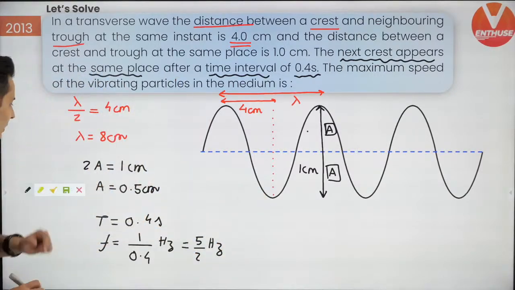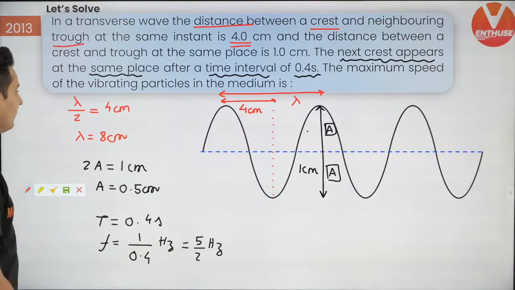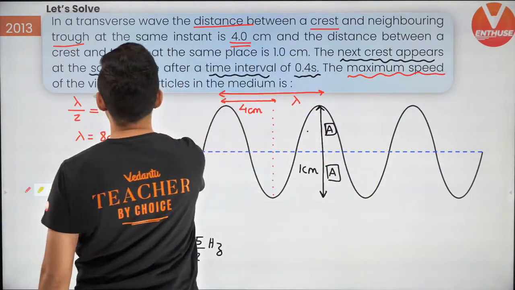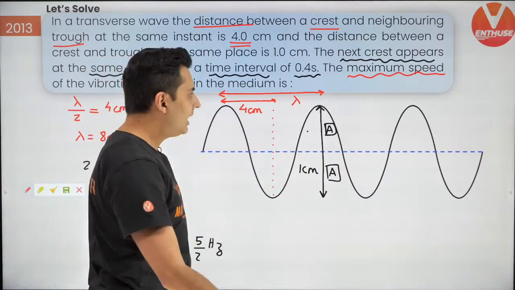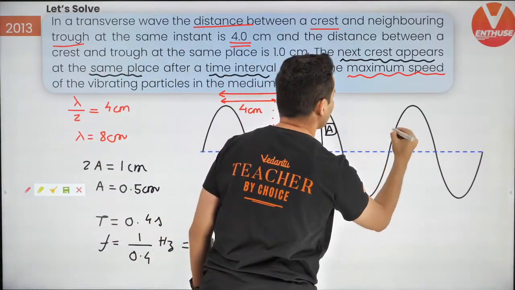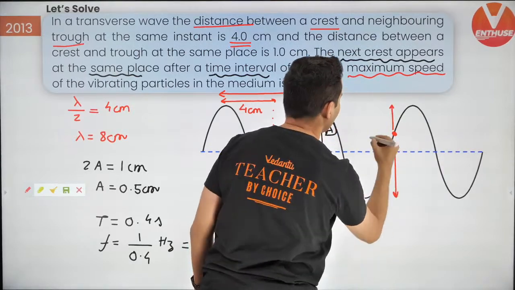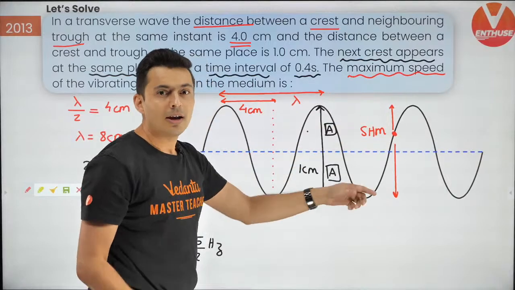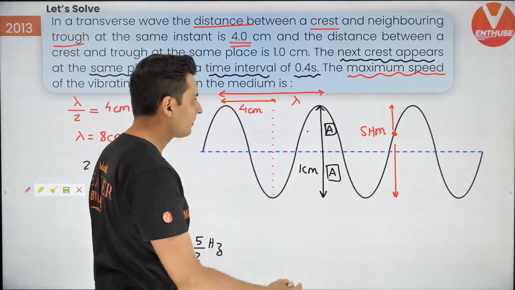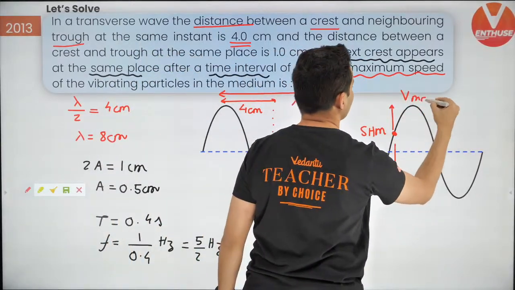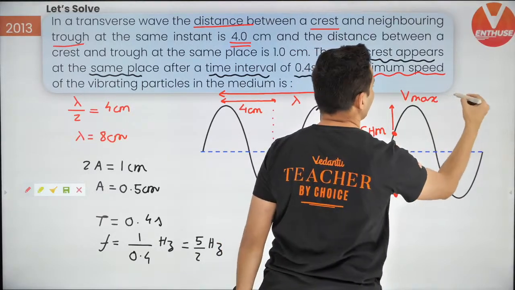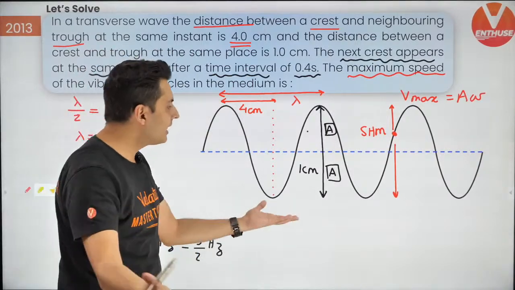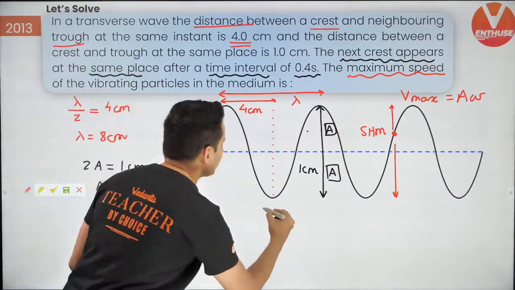Now that we know all the information out here, it's just about solving it. What is the max speed of a particle which is vibrating? Didn't I just tell you some time back, each particle performs SHM? Each particle is performing SHM. And what is the max speed of SHM? What is the V max of SHM? Isn't it A omega? Isn't it A omega, guys? That's it. Use that.